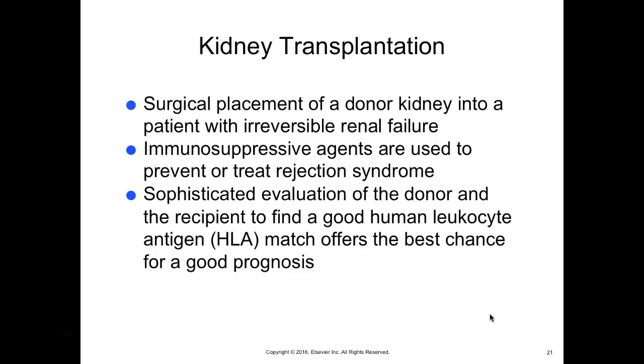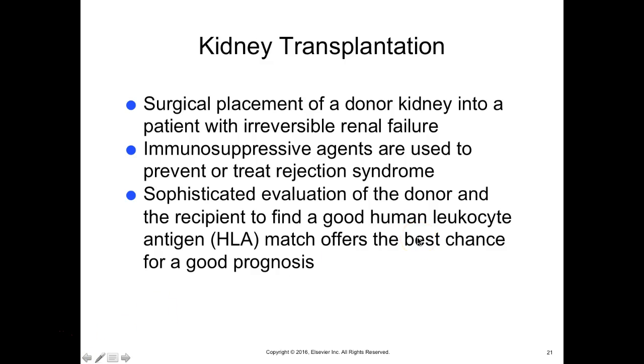So immunosuppressive agents are going to be used to prevent rejection. Even though the person is getting a new kidney, which is beneficial to life, the body will reject it because it sees it as foreign. So they need to be on anti-rejection, immunosuppressive drugs for the rest of their life. And then there has to be a thorough evaluation of the donor and recipient to find a good human leukocyte antigen match, which offers the best chance of good prognosis.